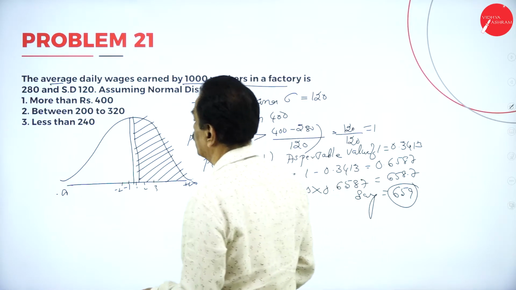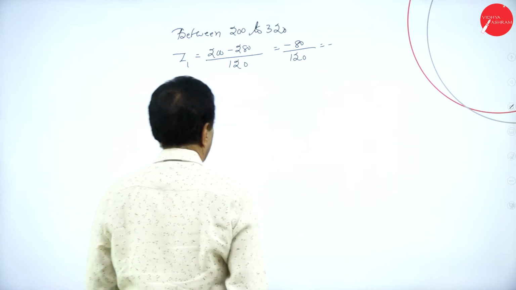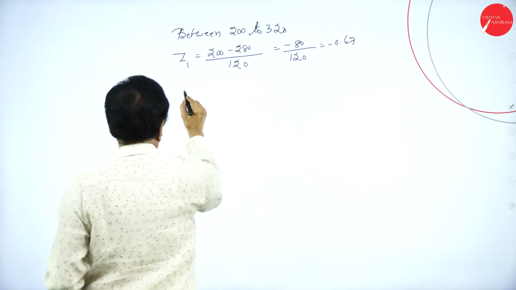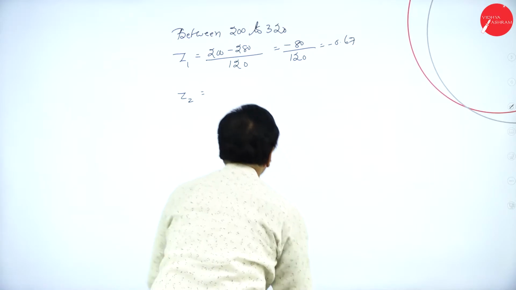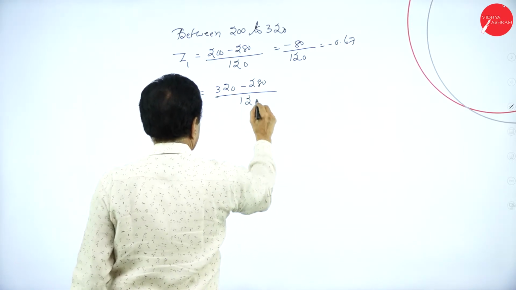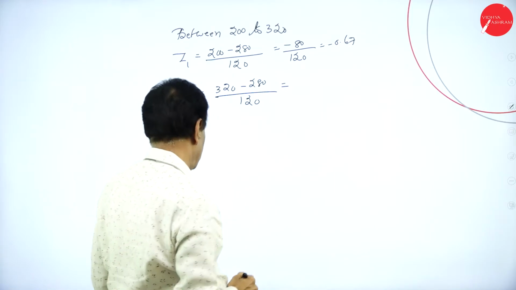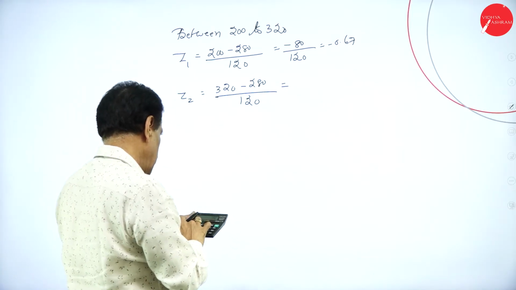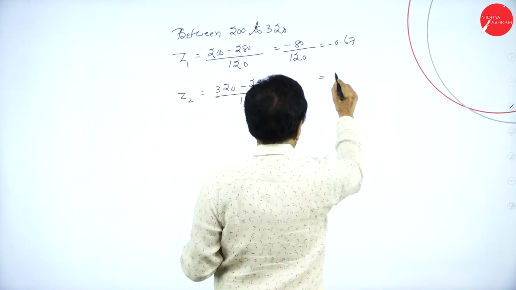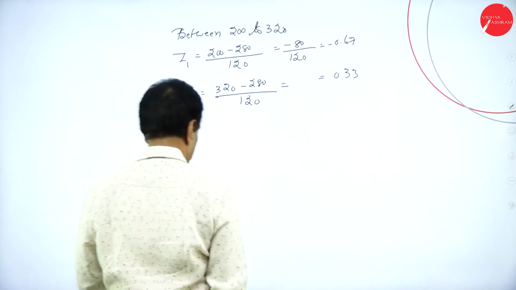Once again, the numbers are 200 to 320. Your mean is 280. 200 minus 280, minus 80 divided by standard deviation 120, is 0.67. Z2, or the second value, 320 minus 280 divided by 120, is 0.33. So look up 320, 0.33.